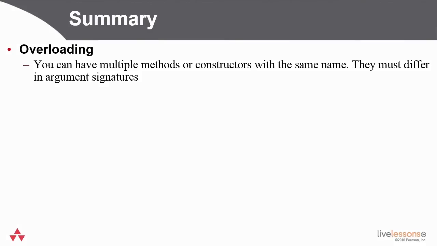Okay, to summarize what we covered in this section, overloading. You can have more than one method or more than one constructor with the same name, but Java has to know at compile time which one you mean, so they must have a different number of arguments or different types of arguments. They must differ in their argument signatures.